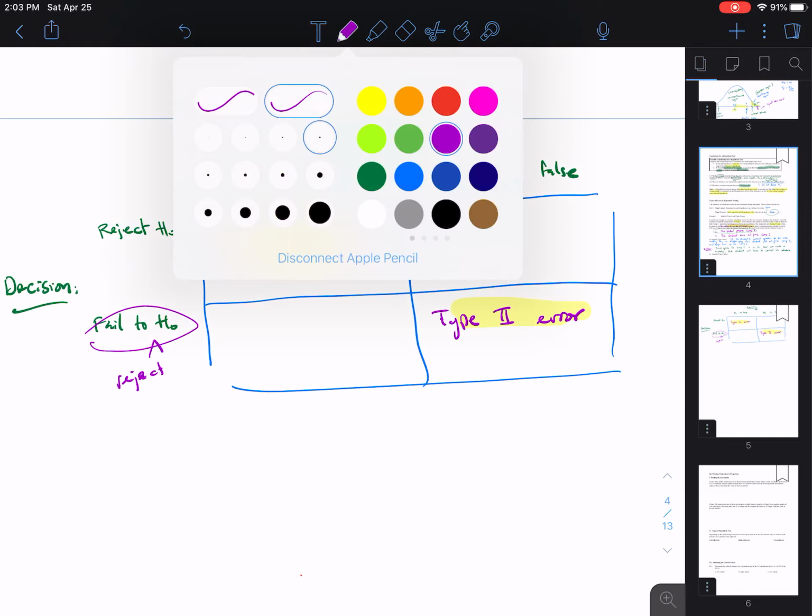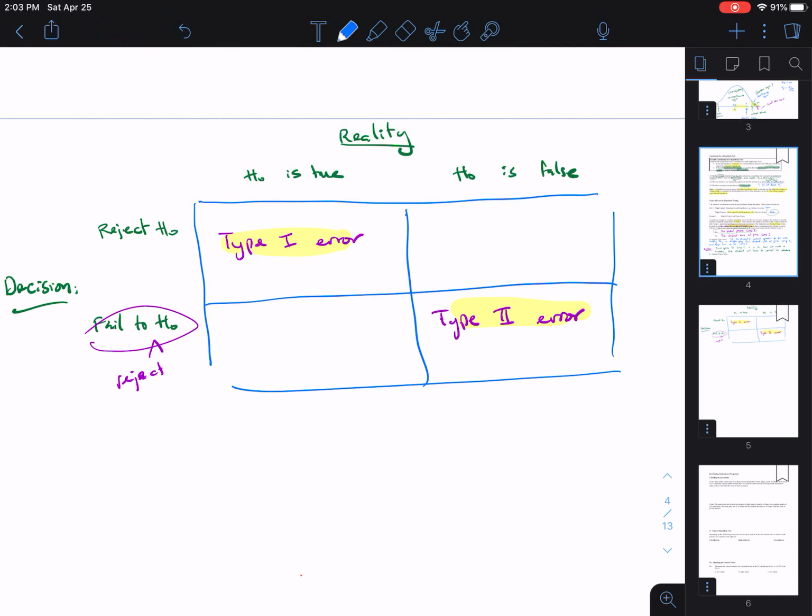The other decision would be, we reject the null hypothesis because it turns out that the null hypothesis is false. So we made a correct decision. Similarly, if we fail to reject the null hypothesis because the null hypothesis is true, that's also a correct decision.